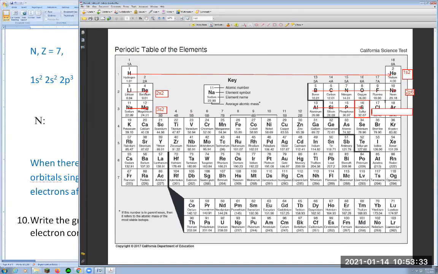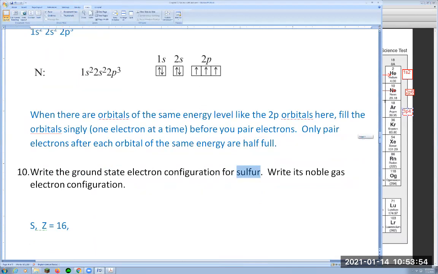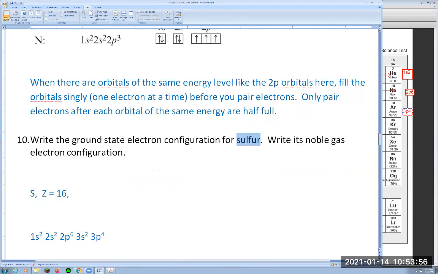3p 4 steps. So 3p4. Let me make this smaller. And so that would be the electron configuration for sulfur. So let's write it completely here. Sulfur, atomic number 16. So we have 16 electrons in total to distribute. The electron configuration is 1s2, 2s2, 2p6, 3s2, 3p4. So that's the ground state electron configuration.